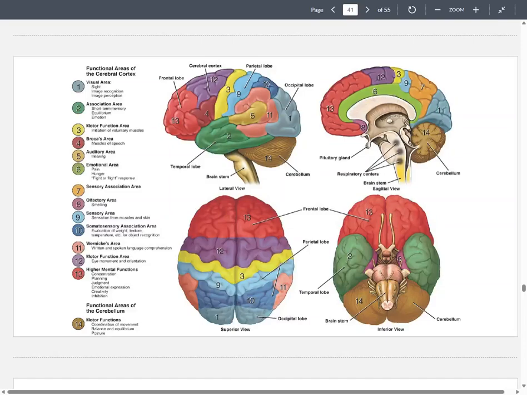Auditory area is going to be located here. Emotion, pain, hunger, fight or flight responses, that's this portion right here. Olfactory, your sense of smell, that's actually going to be located right in here. Other sensory information, skin, muscles in particular, are going to be located here. Somatosensory, so evaluation of weight, textures, temperatures, object recognition, that's this area over here.